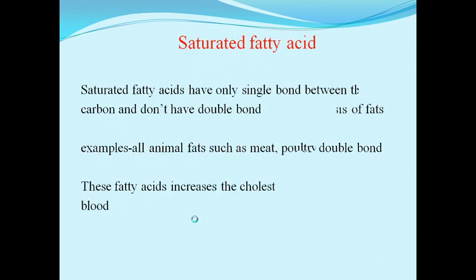You will see now, saturated fatty acid. Saturated fatty acids have only single bonds between the carbons and do not have a double bond. So when there is only a single bond, that is called a saturated fatty acid. Examples: all the animal fats contain saturated fatty acids. These fatty acids increase our cholesterol level in the blood.